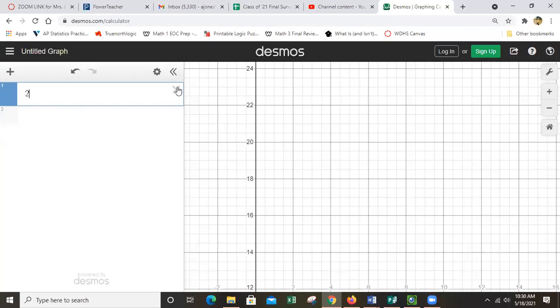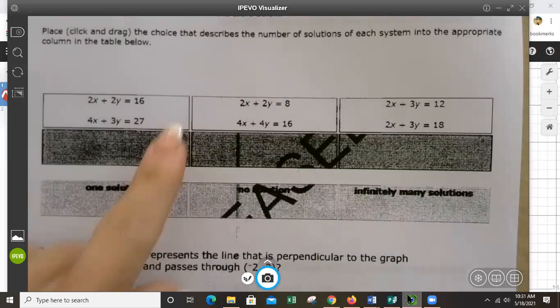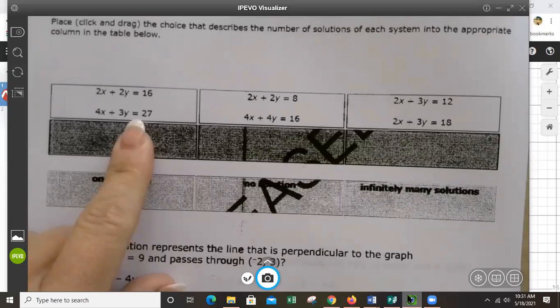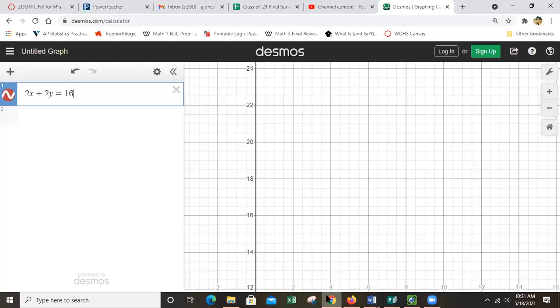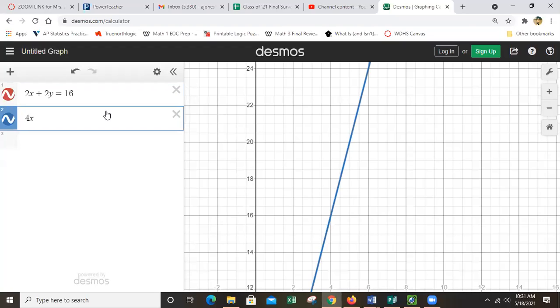So I'm going to type in the first one, 2x plus 2y equals 16. This is number 2. It's the first box. So let me show you what I'm looking at. It's this first box. I'm typing these 2 in. Does everybody see that? It's literally like I see them. Okay. Your next one is 4x plus 3y equals 27.